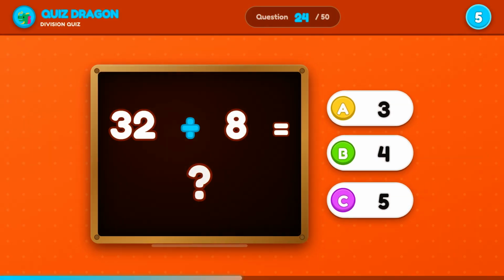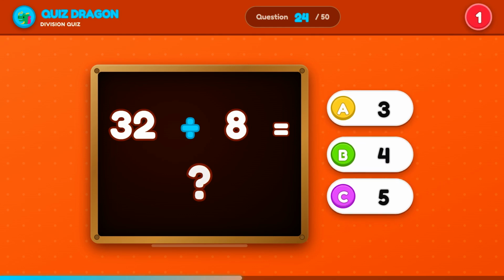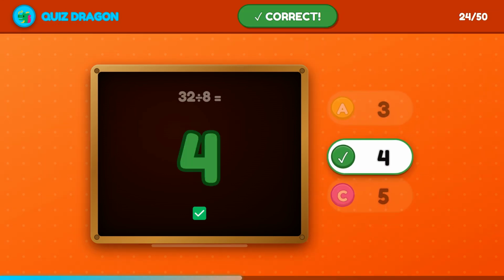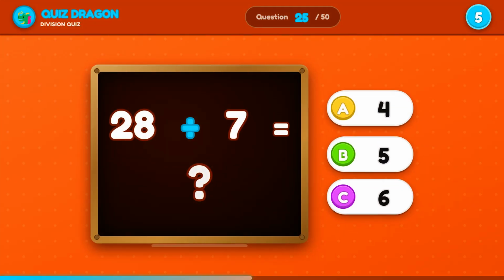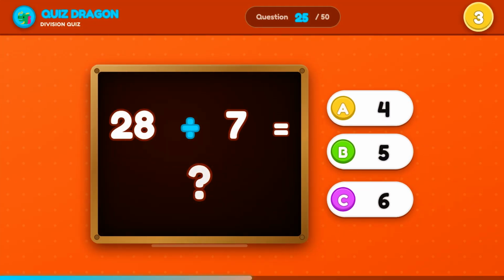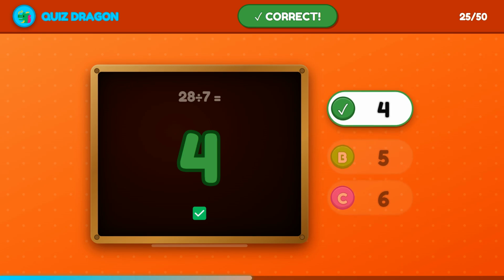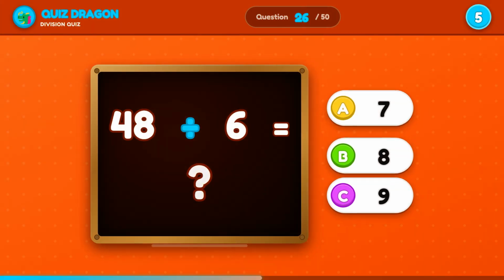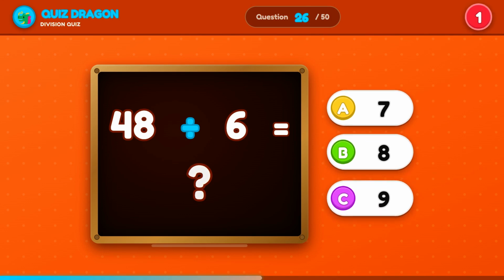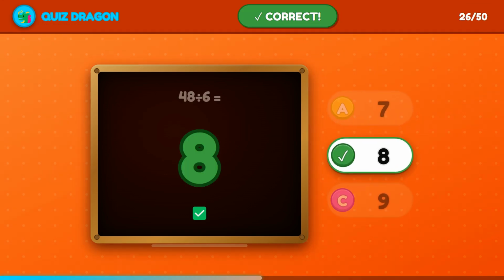Question 24. What is 32 divided by 8? The correct answer is B, 4. Question 25. What is 28 divided by 7? The correct answer is A, 4. Question 26. What is 48 divided by 6? The correct answer is B, 8.